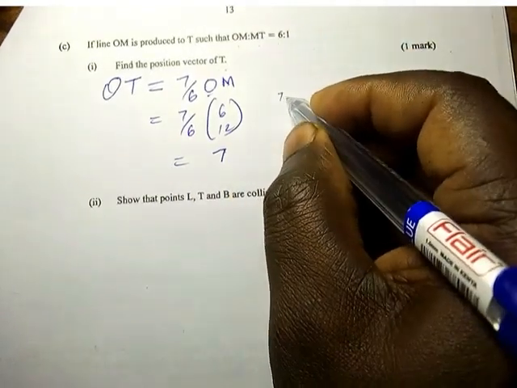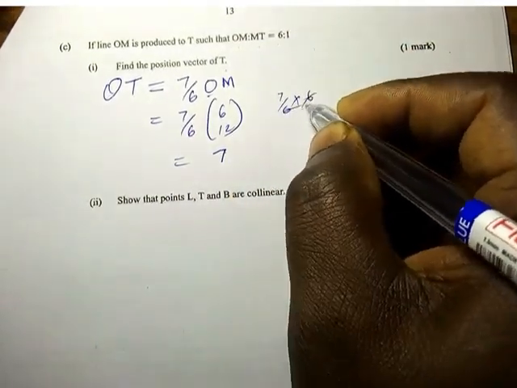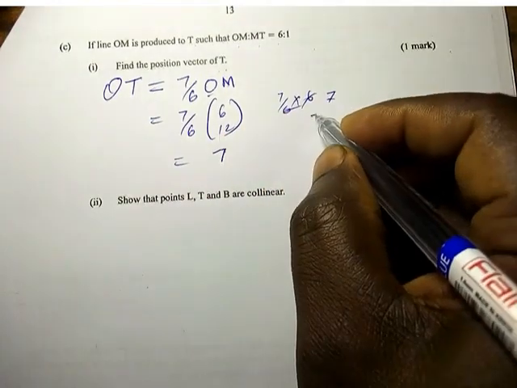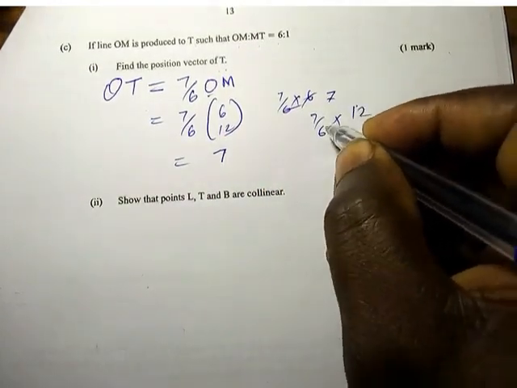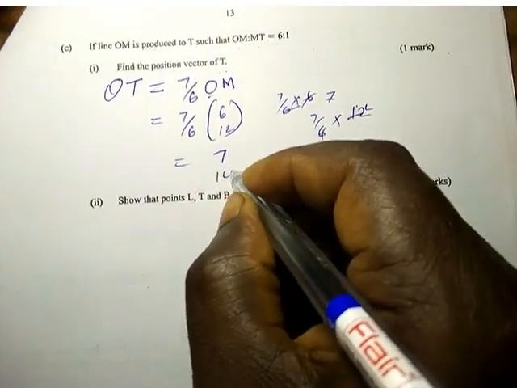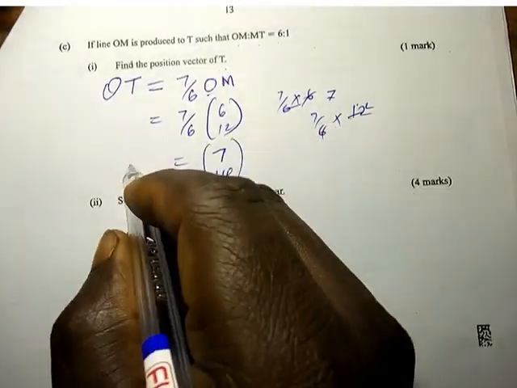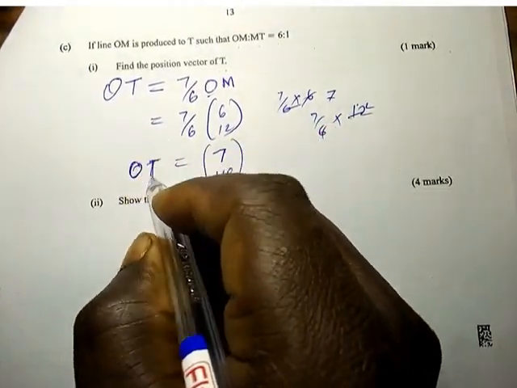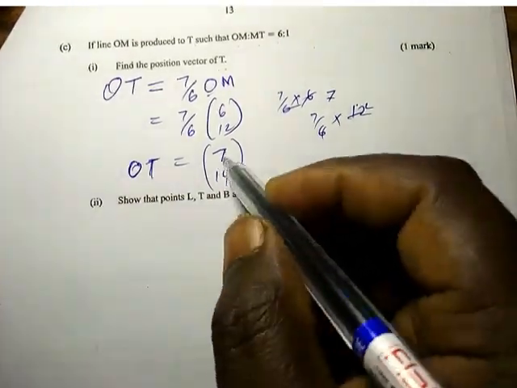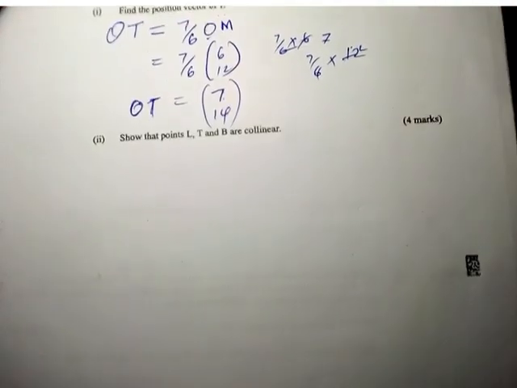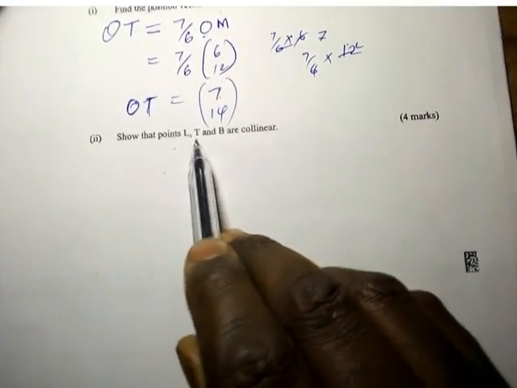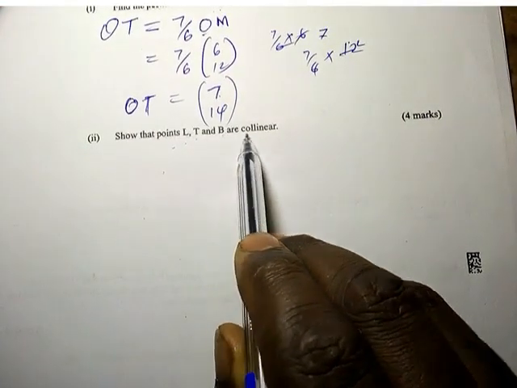That is 7 over 6 times 6, that is 7, and 7 over 6 times 12, 14. So OT is 7, 12. Show that points L, T, P are collinear.